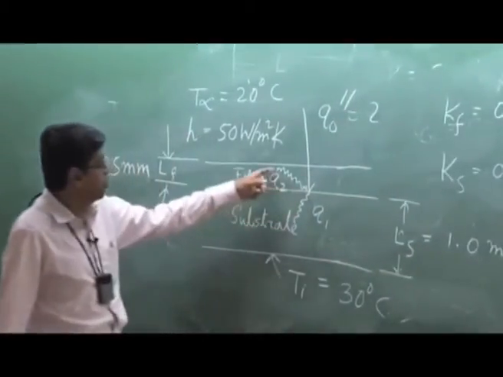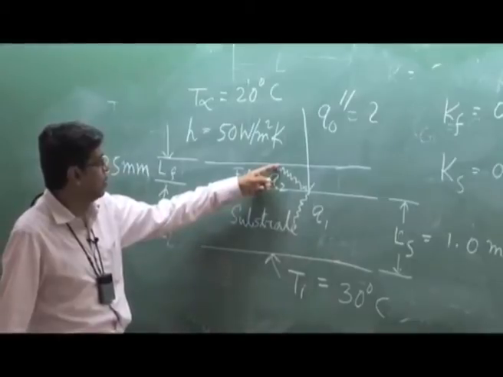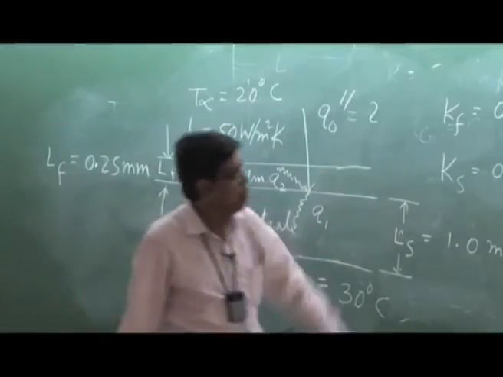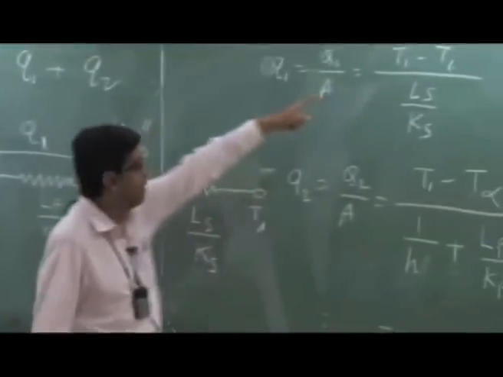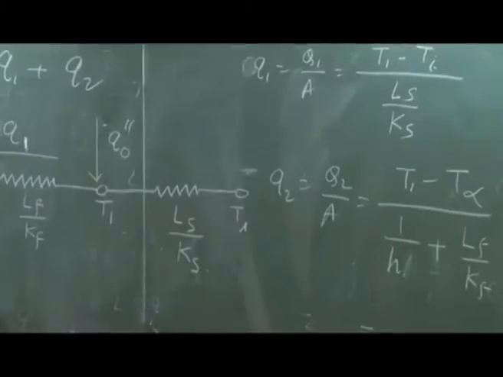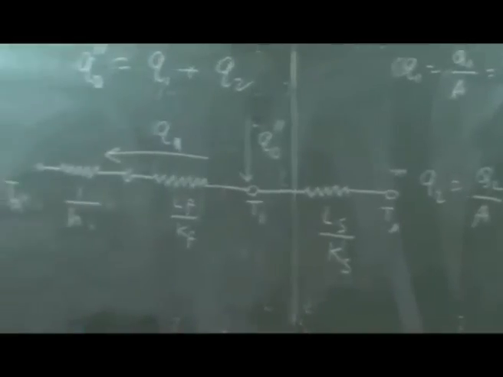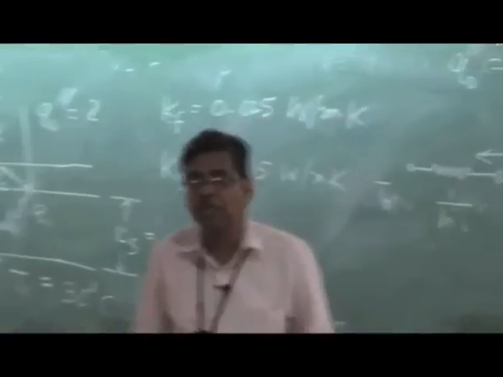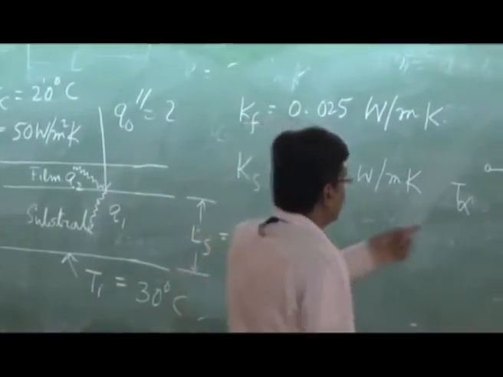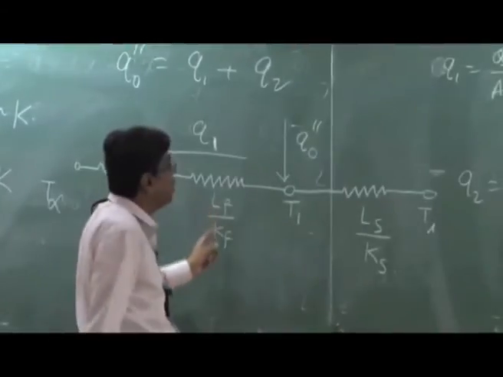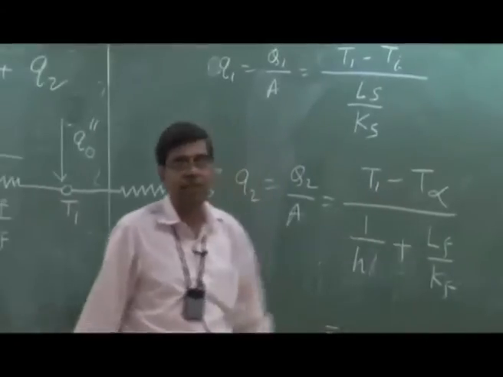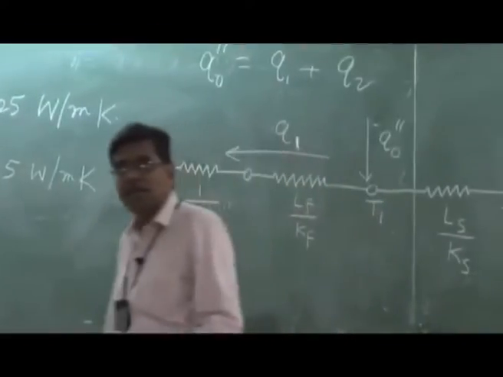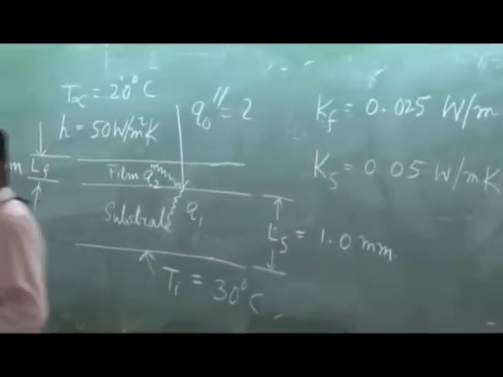That means the heat which is going through the film first crosses the conduction resistance of the film, then the convection resistance. And the heat which is going through the substrate goes only through the conduction, because the end surface temperature is given. So this is the electrical network. Therefore, you can find out both Q1 and Q2, because all these things are given: LF, KF, LS, KS, T1, Ti, T infinity, and you can find out the value of Q. Is there any problem?